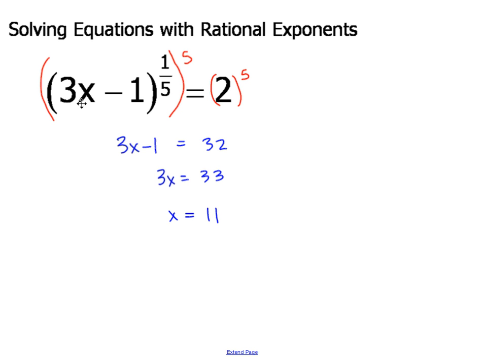And now I need to check my answer. When I put 11 in, I have 3 times 11 is 33, minus 1 is 32. 32 to the 1/5, if you think about that, that's the same thing if I were to rewrite it as the fifth root of 32 to the first. So the fifth root of 32 is just 2, and that's what I have. 2 equals 2. So I know that x does equal 11.